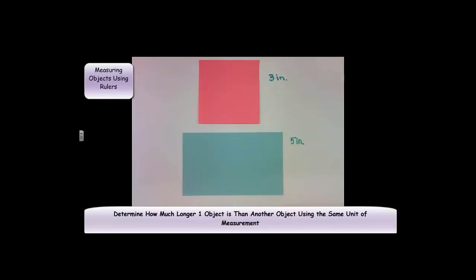Students also need to measure to determine how much longer one object is than another and be able to describe the difference in length using the same unit of measurement. Here I have 2 pieces of paper. The top one is a pink square and the bottom one is a blue rectangle.